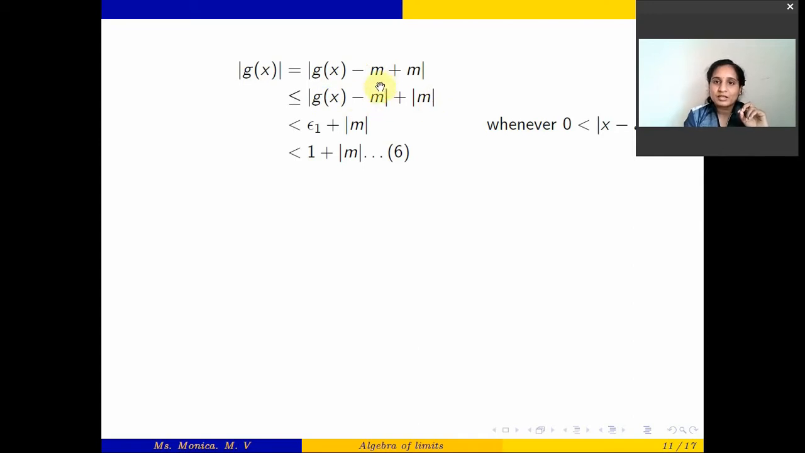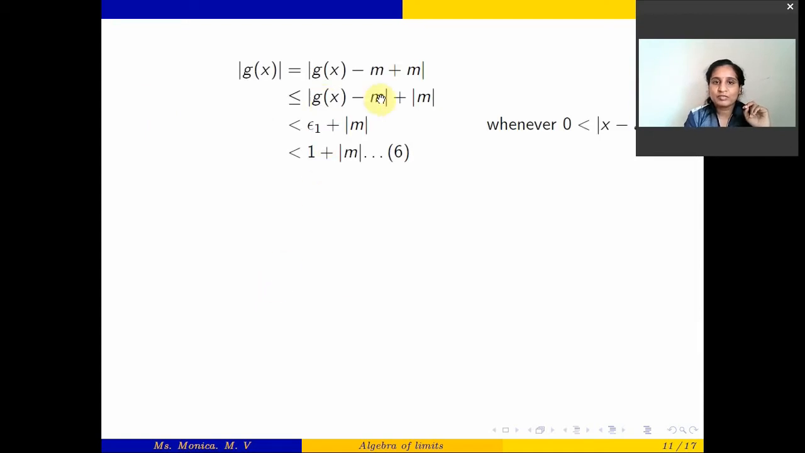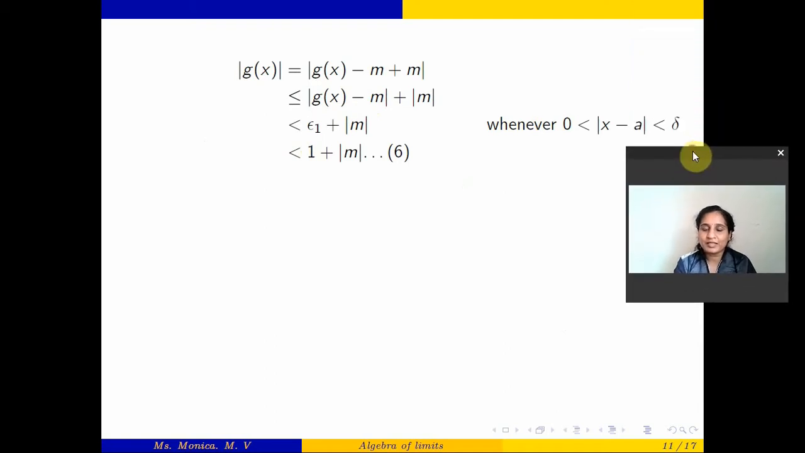Okay. And what does this give us? By the definition of the limit as x tends to a of g of x equal to m, modulus of g of x minus m will be less than epsilon 1 when mod x minus a is less than delta 2 and greater than 0. So modulus of g of x minus m will be less than epsilon 1 whenever modulus of x minus a is less than delta. And we had already taken epsilon 1 as a quantity less than 1, so epsilon 1 is less than 1, and this plus mod m we have written as it is. Okay.